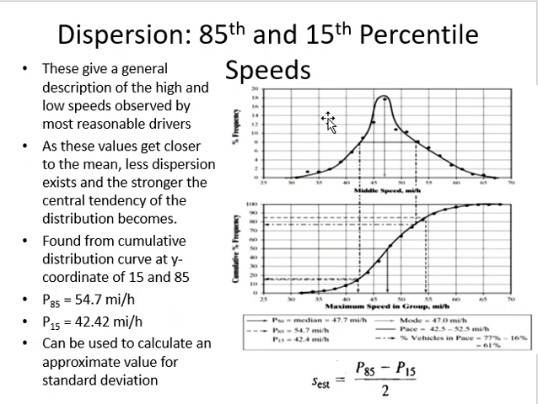What is the normal range of the data? Between the 85th and 15th percentile. You want to see the variation in the data? Look at the difference between these two values. If this difference is less, that means the normal data is very close to each other. Like here, it's only 12 miles per hour. If the difference is getting bigger, that means the normal data has more variation. Okay? Clear? Any questions?